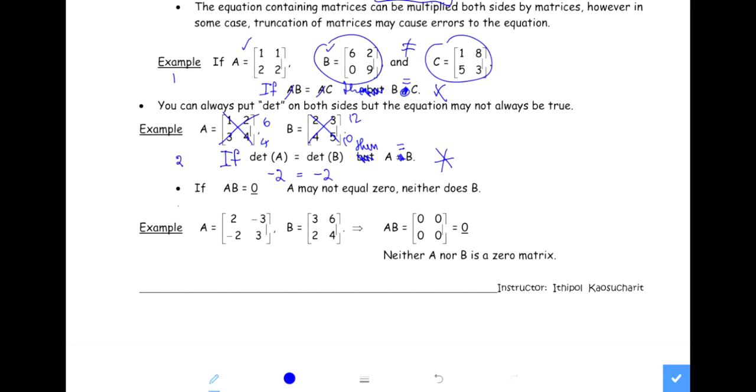And the last one is number 3. If A times B is 0, then A may be... that is like a conclusion. But if you see this in the exam, it will go like, if A times B is 0, then A is 0 matrix or B is 0 matrix. If you go to the exam, you're going to see something like this. Do you think that it is equal or not? I would say no.